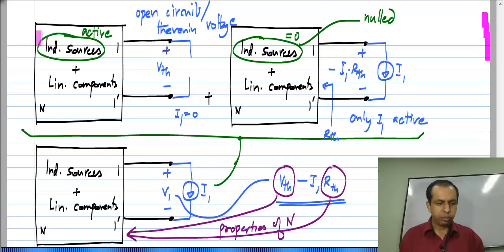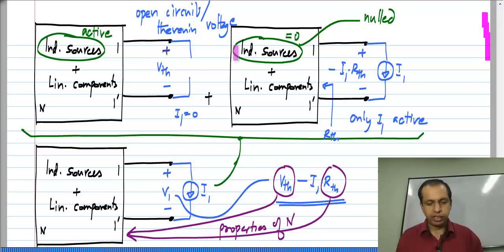And this is how you determine the value of Vth. You place an open circuit between 1 and 1 prime, measure the voltage that develops here. Always mind the polarities. Here I am measuring with 1 being positive and 1 prime being negative. That is how I am measuring the voltage, and that is how we have to place it in the equivalent as well.